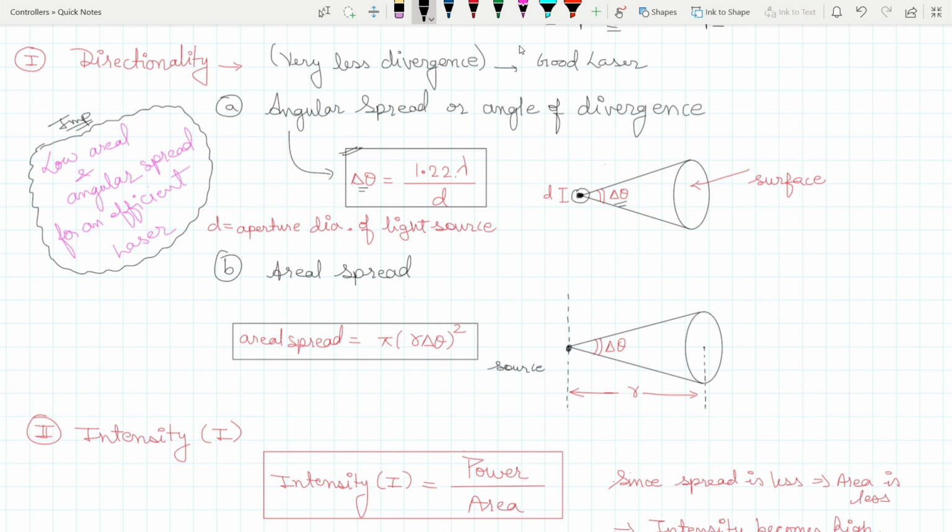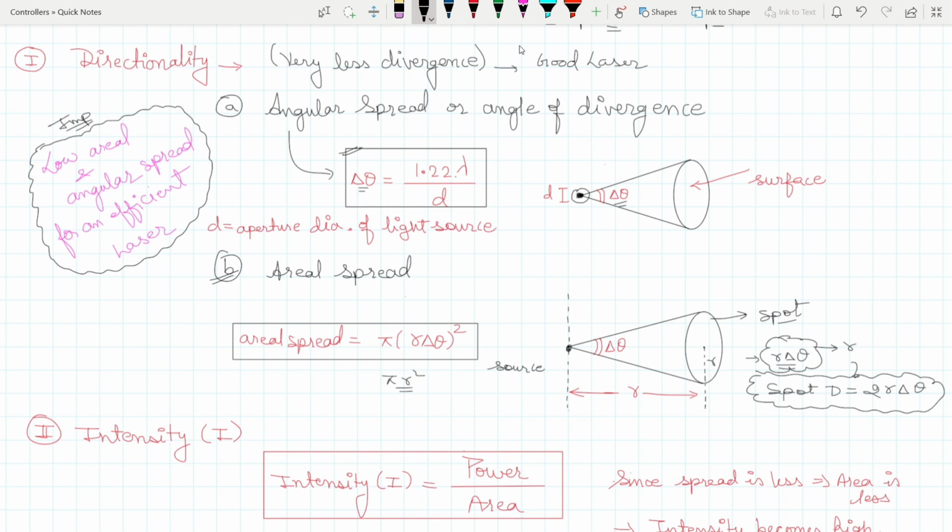The next point is the areal spread. Areal spread is nothing but pi (r delta theta) whole squared. This is like pi r squared, and here this r is nothing but r into delta theta. Sometimes they ask for the diameter of this particular spot, you can say this is the spot. In that case, spot diameter equals 2 r delta theta. You can directly use this formula to calculate the spot diameter.